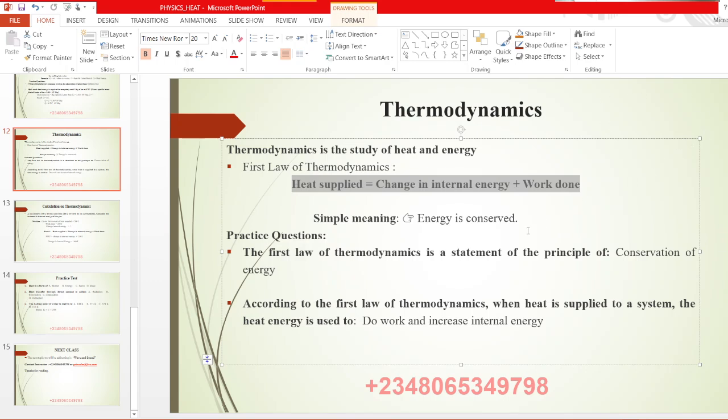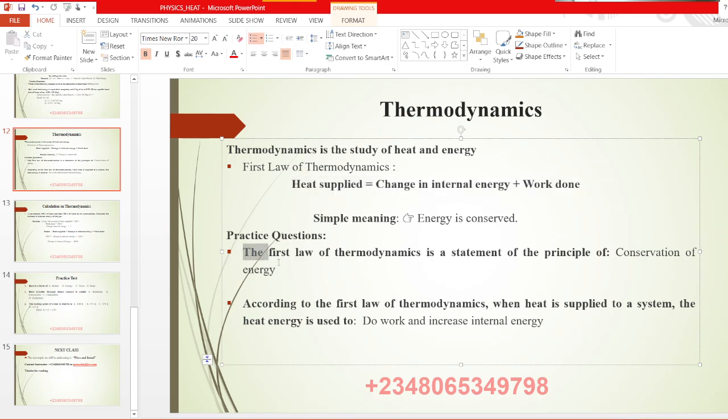So if you don't recall what the first law of thermodynamics says, please know that it's telling you that energy is always conserved. It's just the conservation of energy. And it has a formula. The heat supply will amount to change in internal energy plus work done.